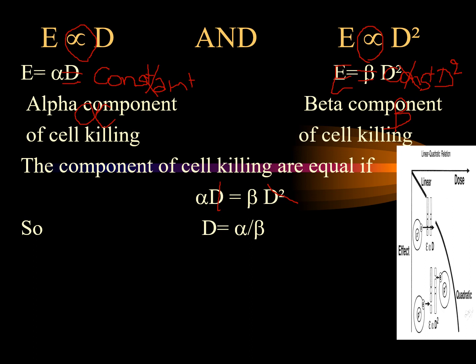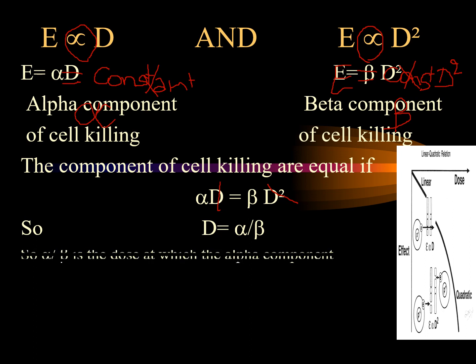So I tell you the unit of the alpha beta ratio should be the same unit of any dose. You will tell me that the unit for alpha beta ratio will be gray. Excellent, it will be gray. So now we have two important points.